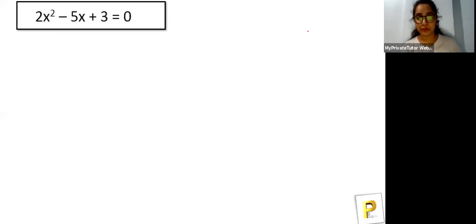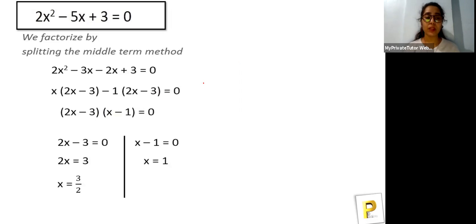Okay. Arnav has told us 2 and 3. Yes, that's correct. Okay, great. So your 2 and 3 are the terms you'll be multiplying. So we factorize by splitting the middle term. So if you multiply 2 and 3, what do you get?